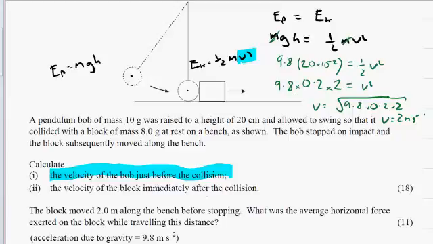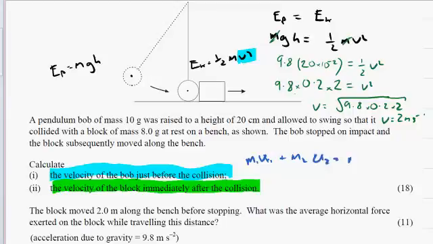The next part then is the velocity of the block immediately after the collision. Now in order to work this out, you have to remember that in any collision, momentum is always conserved. So m1 u1 plus m2 u2 is equal to m1 v1 plus m2 v2. In this, I'll call the bob m1 and the block m2.